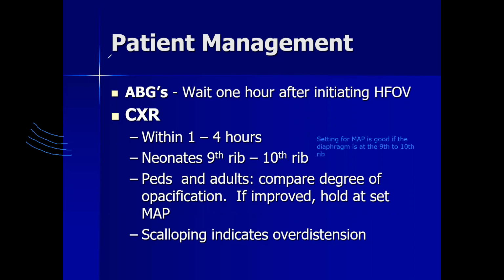So what are you going to write down? Too much pressure causes bulging between the ribs? How's that? How about too much mean airway pressure? Too much mean airway pressure causes bulging between the ribs. And that's what scalloping is.